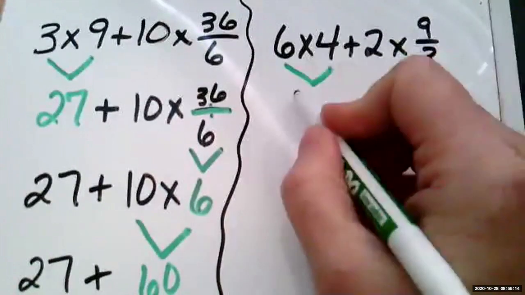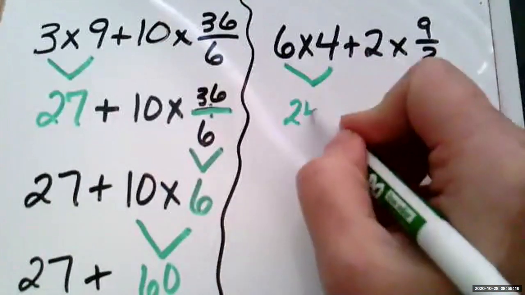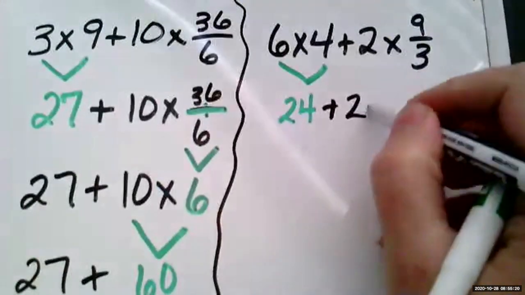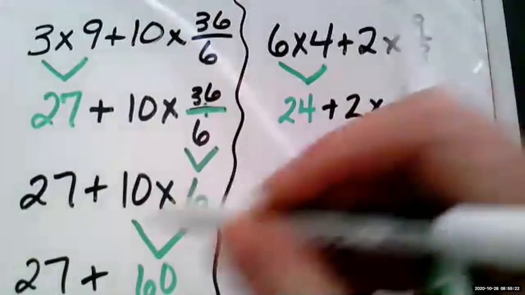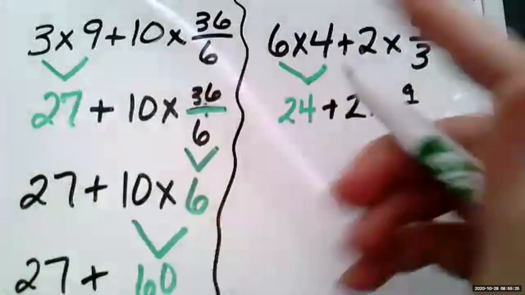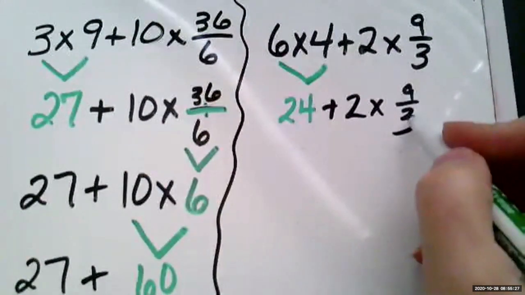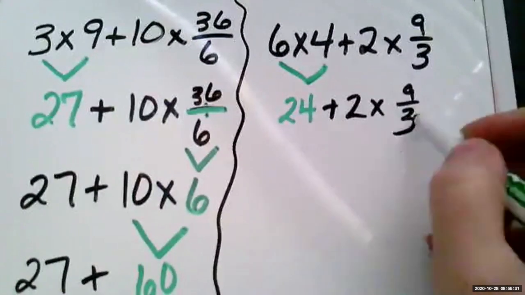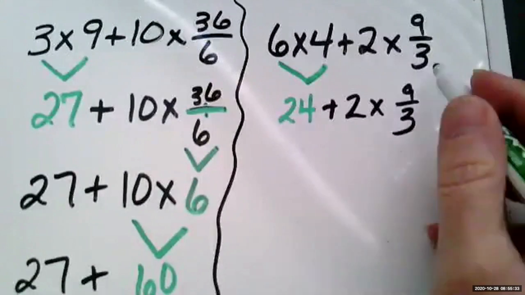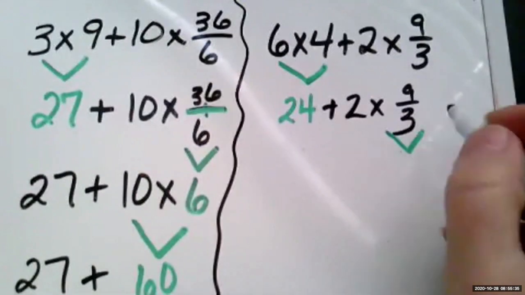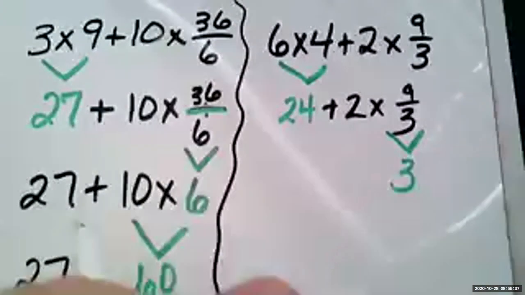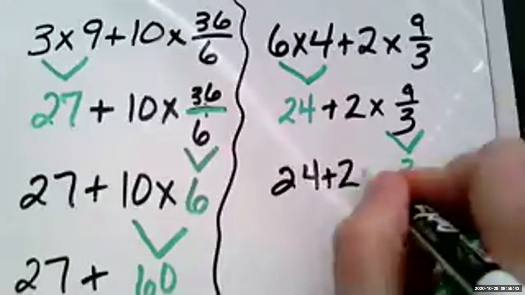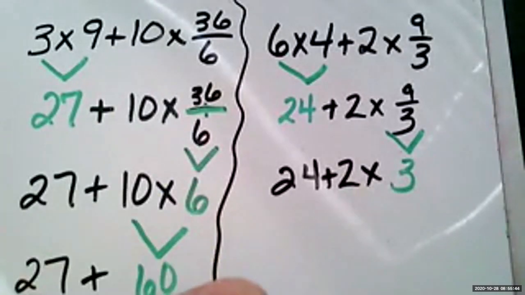First, multiply. 6 times 4 is 24. And bring down the rest: plus 2 times 9 over 3. Then I'm going to do 9 over 3 because I can't multiply this 2 by a fraction. So I'm going to go ahead and do 9 over 3, quick division. 9 divided by 3 is 3. I'm going to bring down the rest: 24 plus 2 times 3.